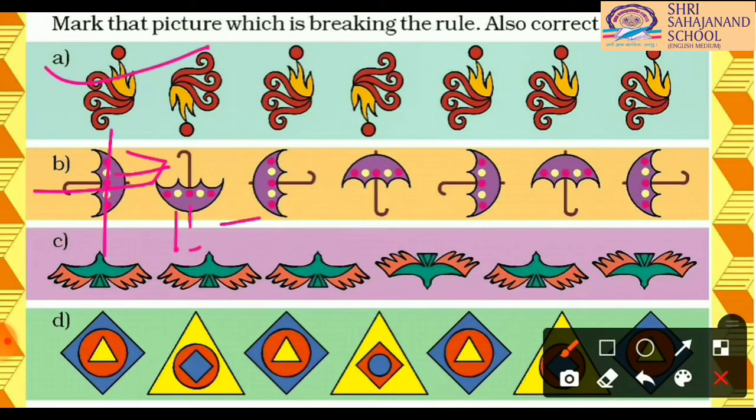So now it is facing downside, then left, then up, then right, then down. Here this umbrella is not facing the downside. According to the rule, this umbrella should face the downside, but it is not facing that way. So this is the wrong picture. And if you want to correct it, its face will be downside. Now come to C.